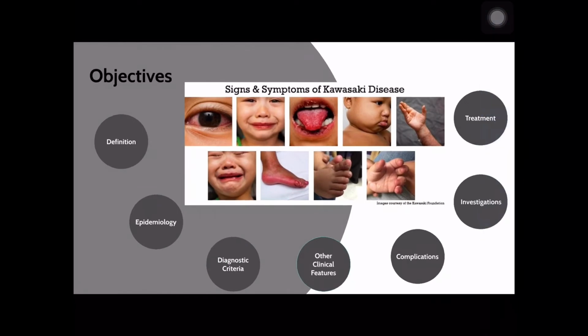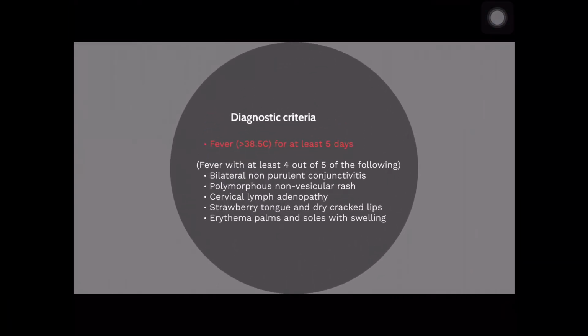Next, I'll be moving on to diagnostic criteria of Kawasaki disease. One of the most common diagnostic criteria is fever higher than 38.5 degrees Celsius for at least 5 days, and this fever must be accompanied by at least 4 out of 5 of the following criteria: bilateral non-purulent conjunctivitis, polymorphous non-vesicular rash, cervical lymphadenopathy, strawberry tongue and dry cracked lips, and erythema of palms and soles with swelling.